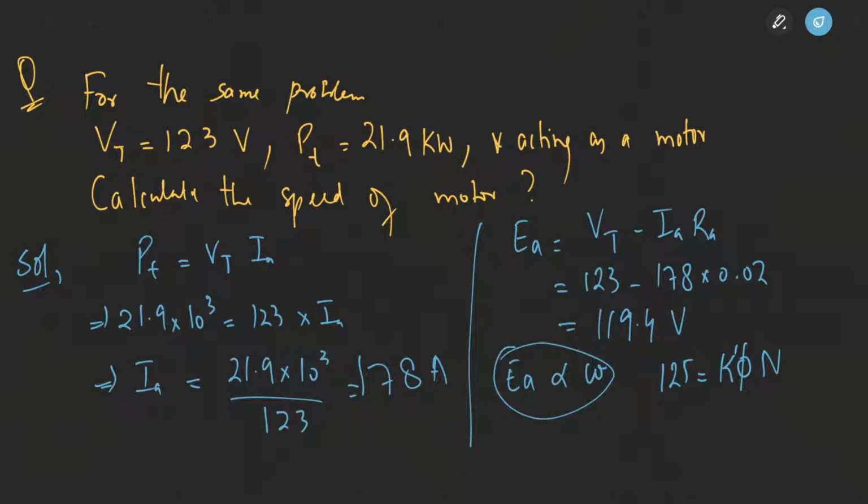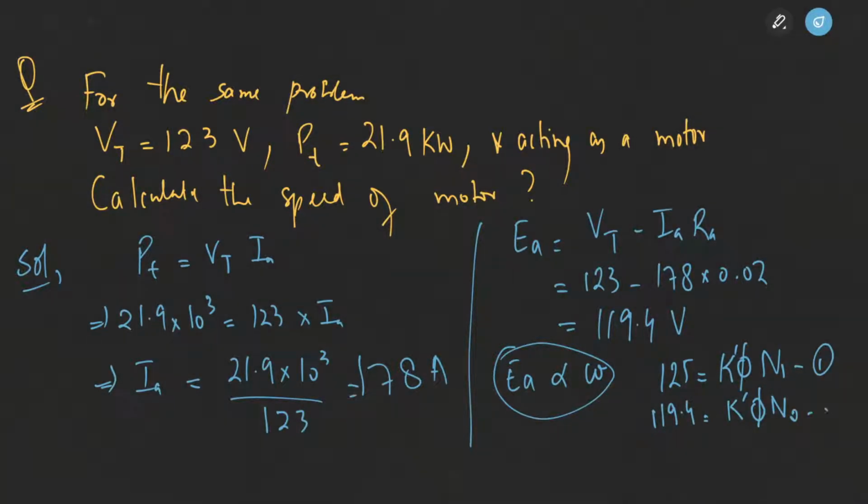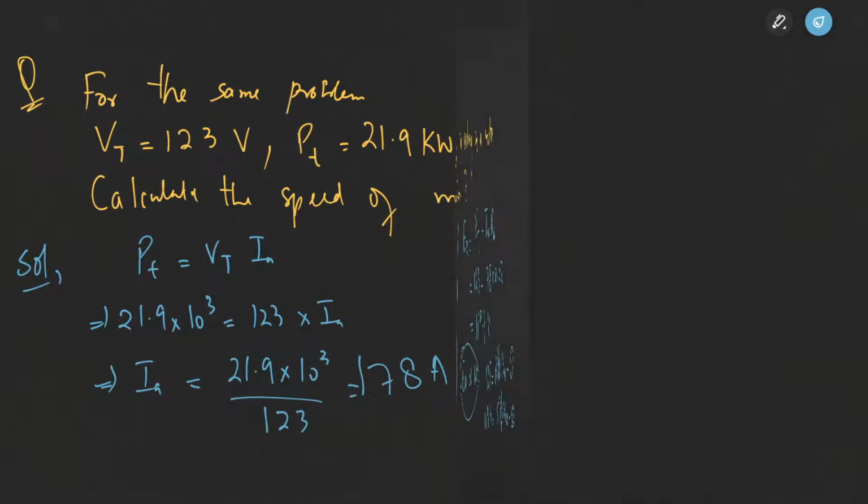This will be case 1, with N1. And 119.4 volts will be equal to K dash phi N2. This will be equation number 2. Dividing 1 and 2, where K dash and phi remain constant, we get 125 divided by 119.4 is equal to N1 divided by N2. N1 is the speed at 125 volts, N2 is the speed corresponding to 119.4 volts.